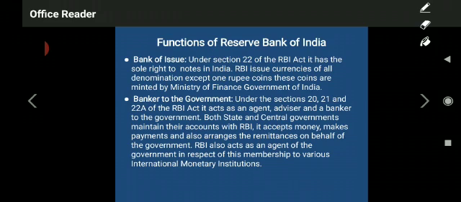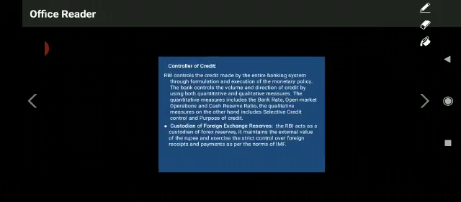RBI also acts as an agent of the government in respect of its membership in various international monetary institutions. Whatever activities, processes, or commitments there are with international monetary institutions like IMF, IBRD, or the World Bank, those activities can be taken care of by the Reserve Bank of India on behalf of government. I hope you understood.